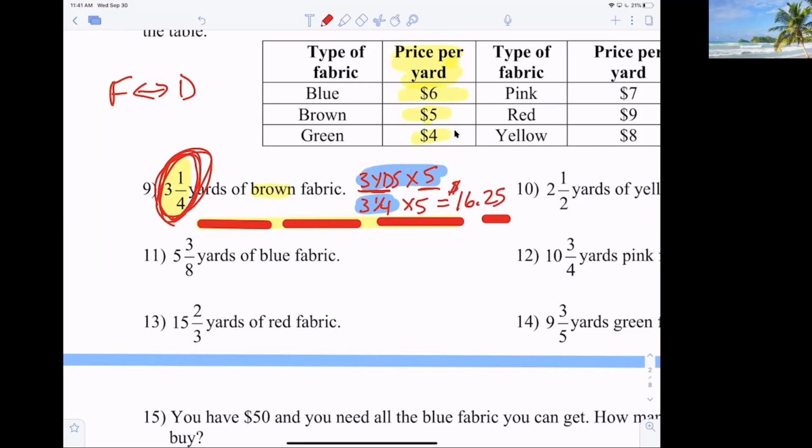Did you get that? All right. So again, hopefully that was pretty good for you. Now that we know how to do it for one, does everybody agree we know how to do it for all of them, because it's the same problem, just different numbers? Cool.